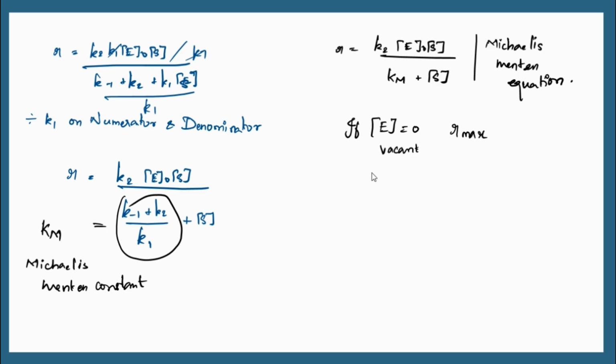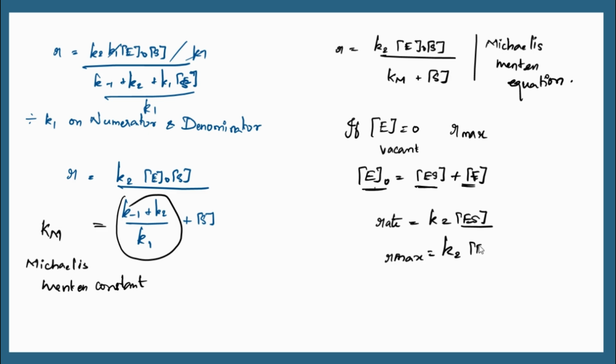So in that case, if you substitute in the formula, we know that total enzyme is equal to occupied enzyme sites plus vacant enzyme sites, okay. So if this is equal to 0, concentration of E naught will be equal to concentration of ES. So in the rate equation, rate is basically k2 concentration of ES, correct? So this will be equal to total enzyme sites. So rate max, Rmax, will be equal to k2 concentration of E naught.